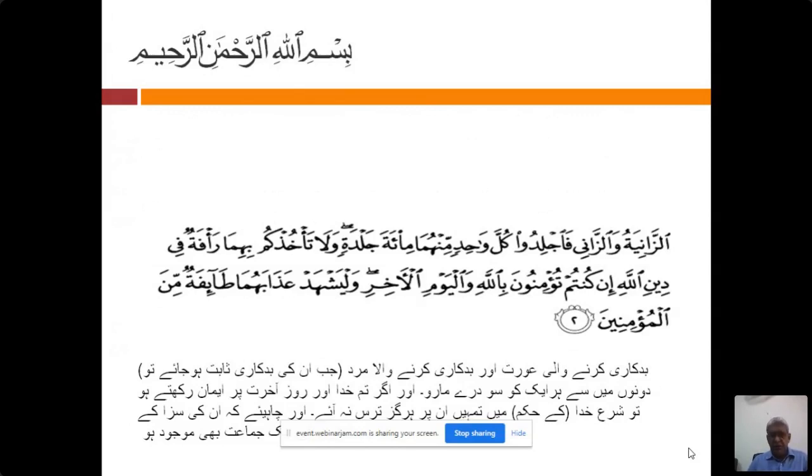This is the only order which has been described in the Quran in Surah Nur for the non-Muhsan. For the Muhsan, the order of stoning to death has not been described in the Quran, but this is the Sunnah, and this is based upon the Sunnah of Hazrat Musa alayhi salam.